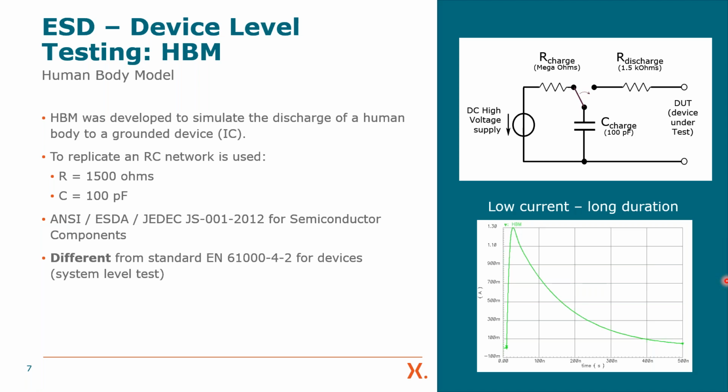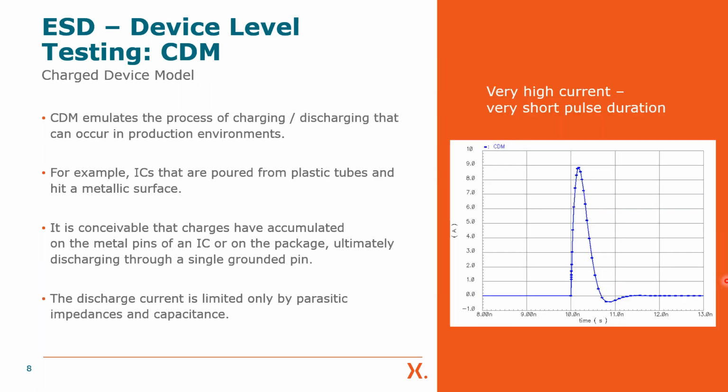This is why this amplitude is not very high, but the duration is long, because it takes time for the charges to actually flow into the device. The next test that is very common is the charged device model test. And this is a really sharp peak, which is very short in duration.